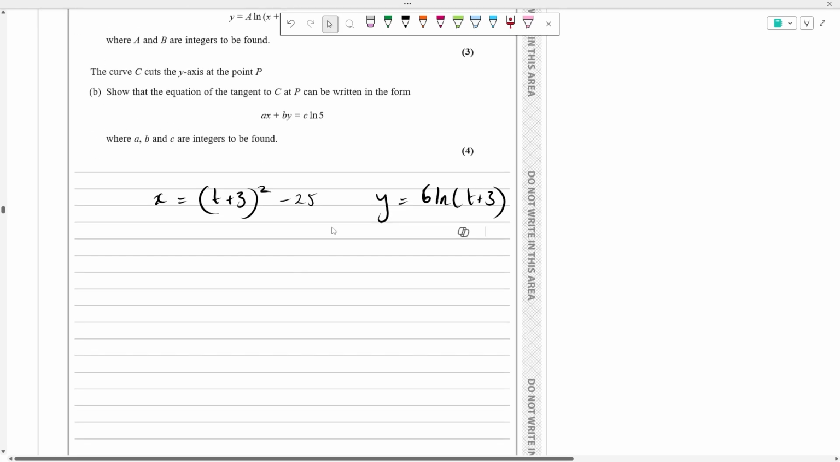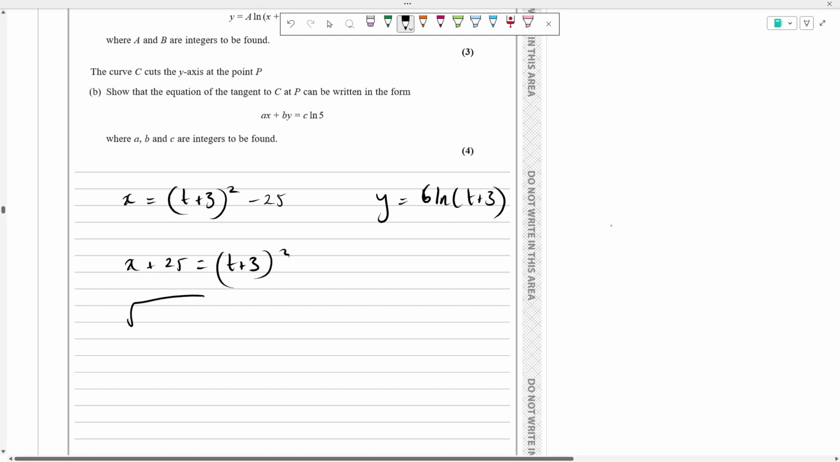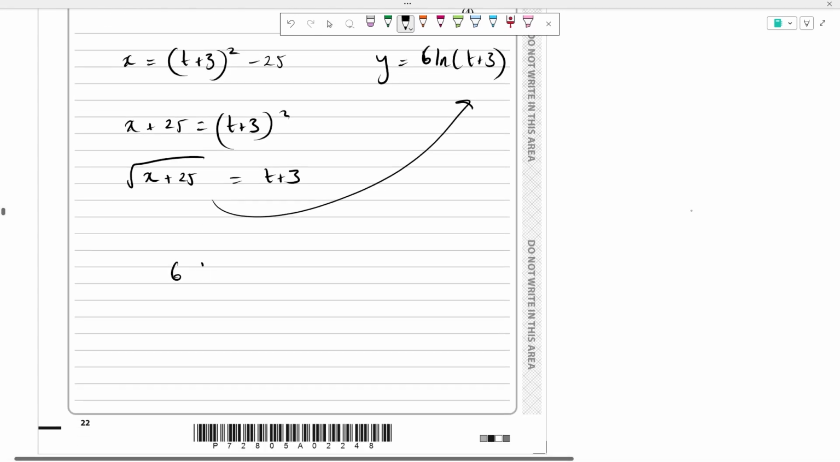How can we rearrange this for t plus 3 on its own, so I can just substitute this into there? So let's do x plus 25 is equal to t plus 3, all squared. And then I'm going to square root this. So the square root of x plus 25 is equal to t plus 3. And then I'm going to take this into here. So this is going to be essentially 6 ln of root x plus 25.